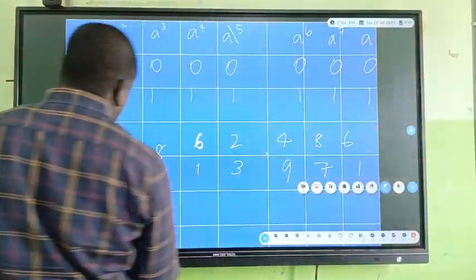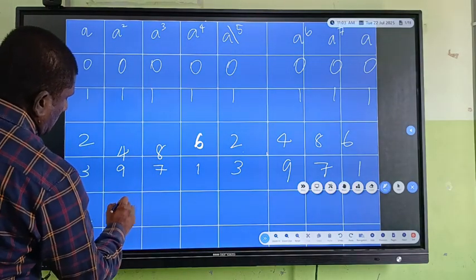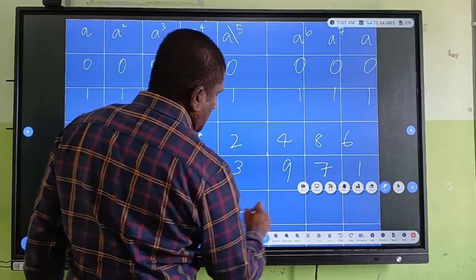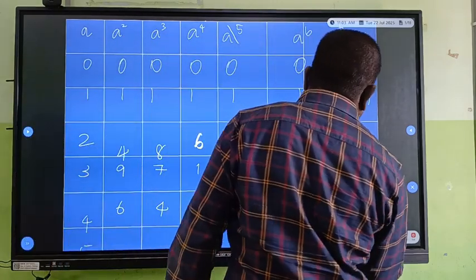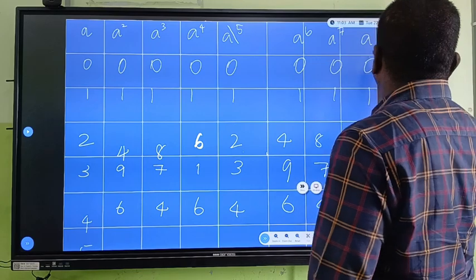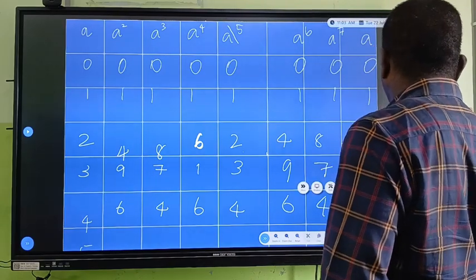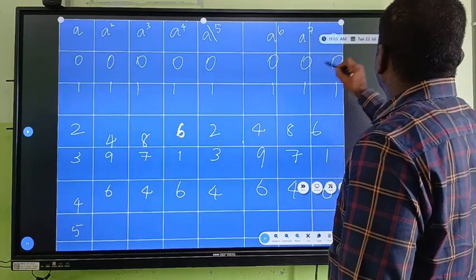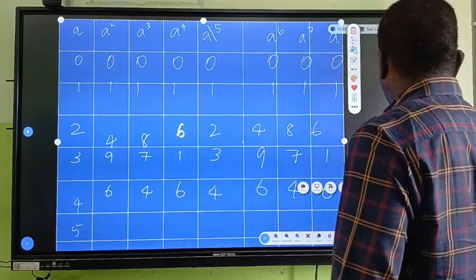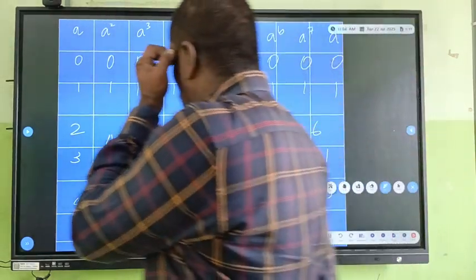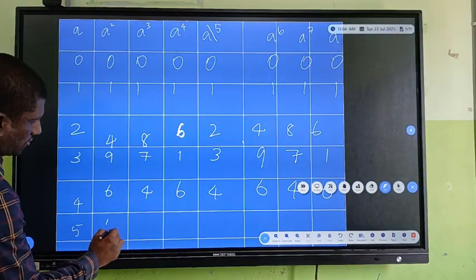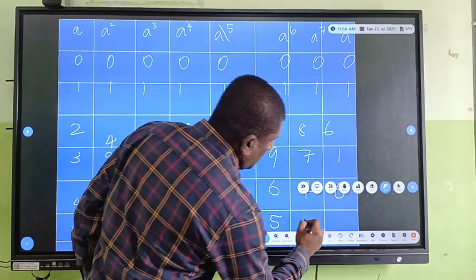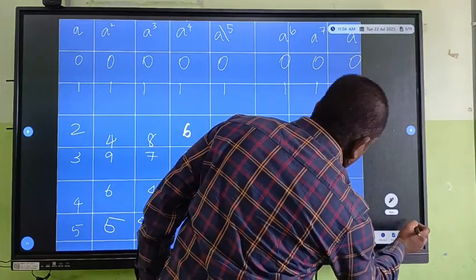If I say 4, 4 into 4 is 16, so 6, again 4 into 6 is 24, so 4. Again 4, 6. So 4, 6, 4, 6, 4, 6 will be there. So there is a cyclicity of 2 here. Now if I see 5, 5 squared is 25, so all the terms will be 5. There is no change. The last digit will always be 5. Hope you all understood this concept, right?